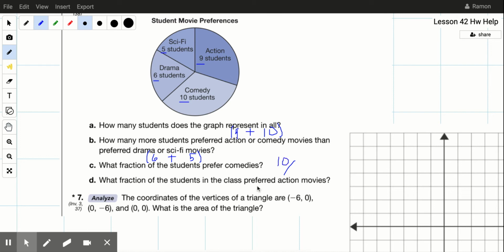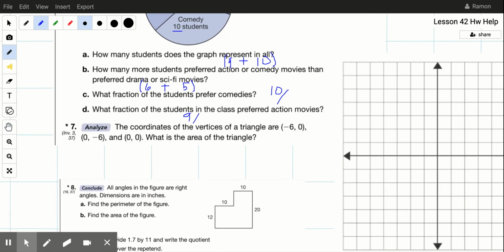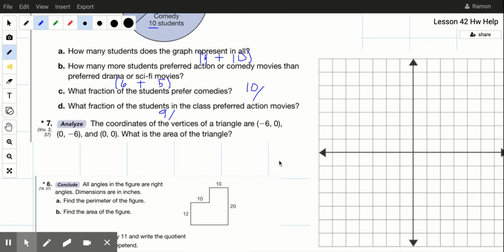What fraction of the students in the class preferred action movies? Similar situation. 9 preferred action movies, and you put that over the total, which again you found in letter A. Now, what's next? The coordinates of the vertices of a triangle are -6, 0.